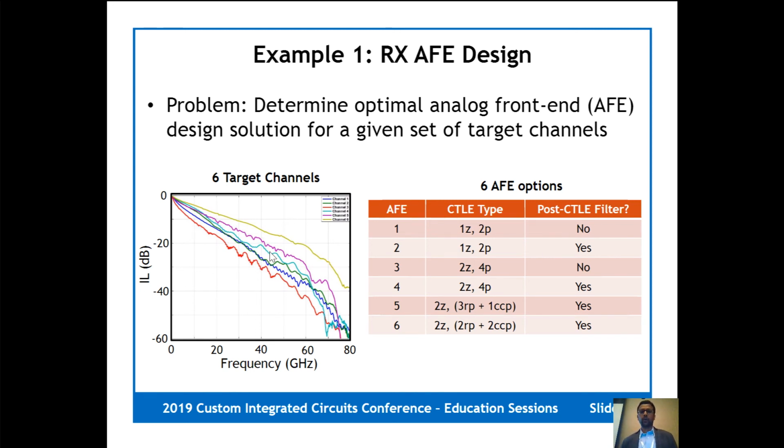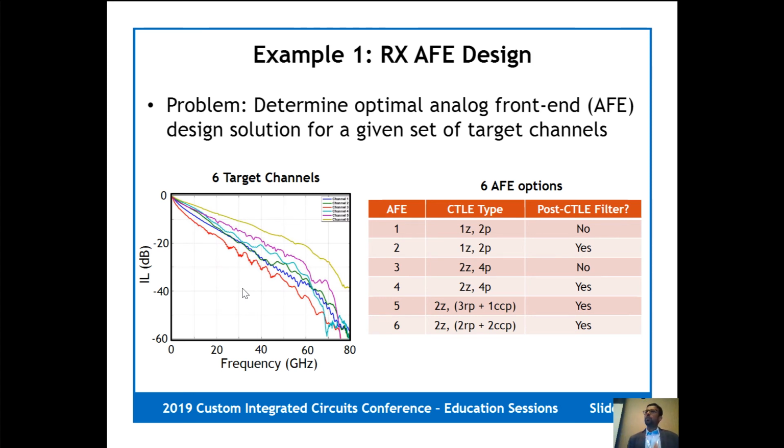we want to signal over in order to meet some data rate and bit rate targets. And we want to choose between different analog front-end options. Depending on what our CTLE is, whether it's a simple 1-zero 2-pole type CTLE, whether it's a higher order system, and whether we need some kind of a post-CTLE filter in order to restrict the high-frequency noise. So 6 channels, 6 AFE options, and we want to figure out which among these 6 AFE options gives us the best performance over these 6 channels.